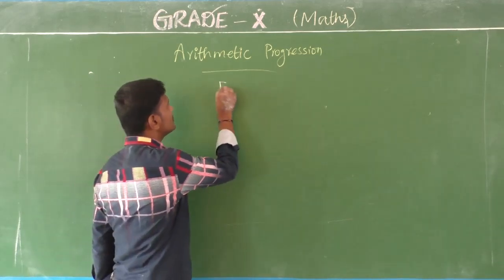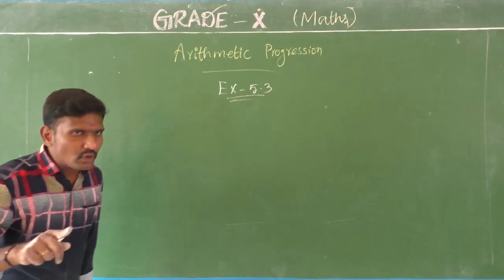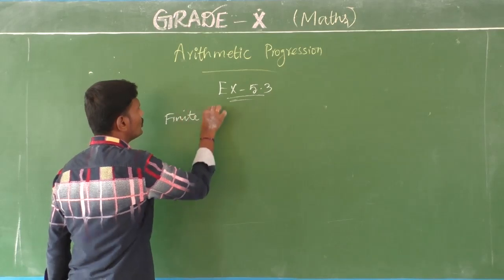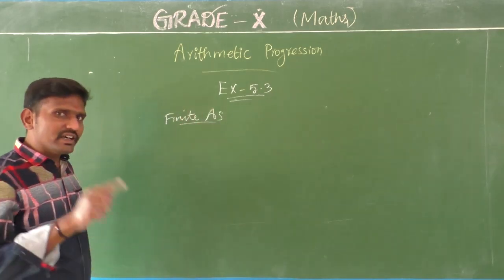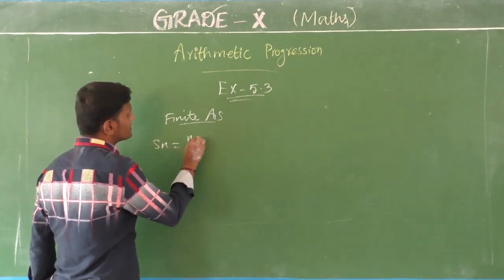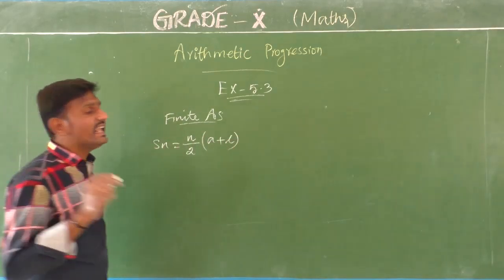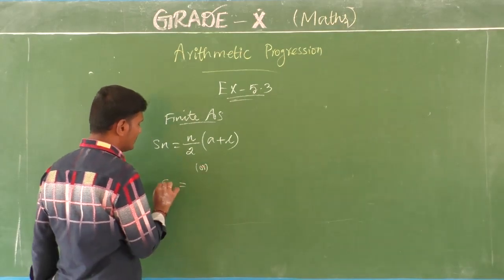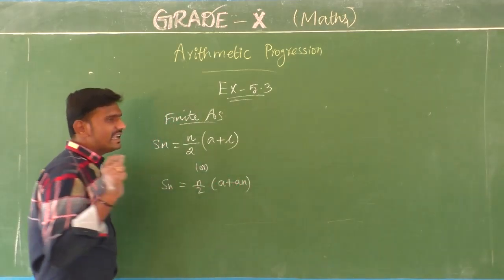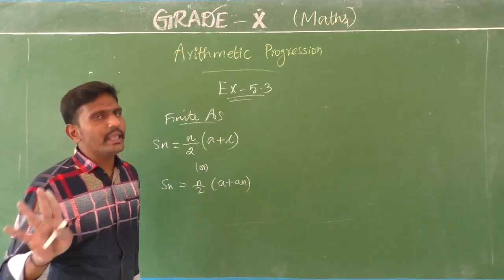Now coming to exercise 5.3, you have only two types. The first one is the finite AP. Do you know the meaning of finite? Yes, I have a first term as well as the last term. So for that, I have the formula Sn equals n by 2 into a plus l, or otherwise a plus an. Sn equals n by 2 into a plus an. Here the nth term an or the last term l are both the same.